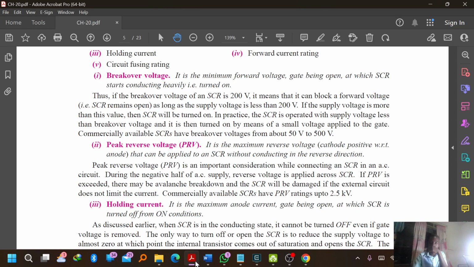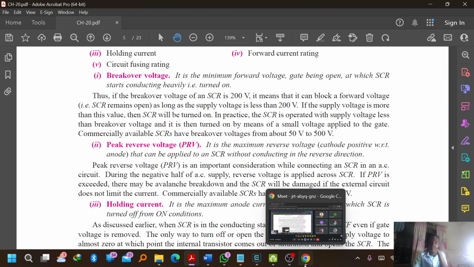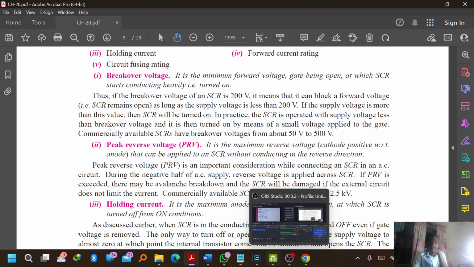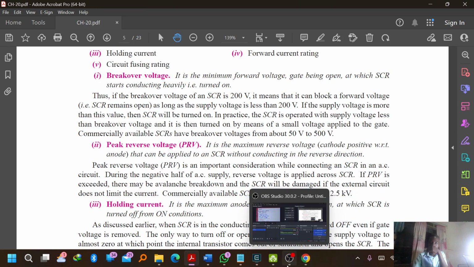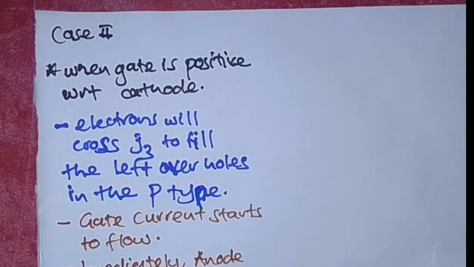So simply what this means is that the peak reverse voltage is that voltage which you can apply across the SCR before it starts conducting, but in the reverse direction. Like the way you can relate it to the diode experience, it is also the similar way you can explain it here.